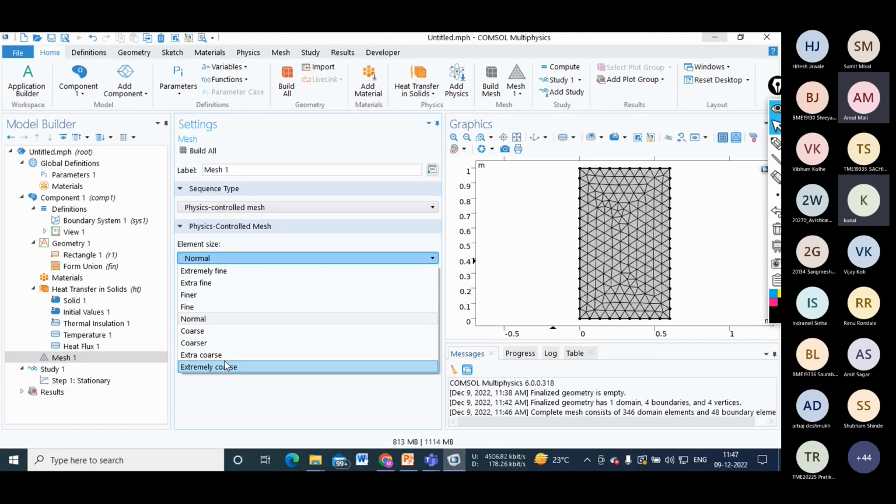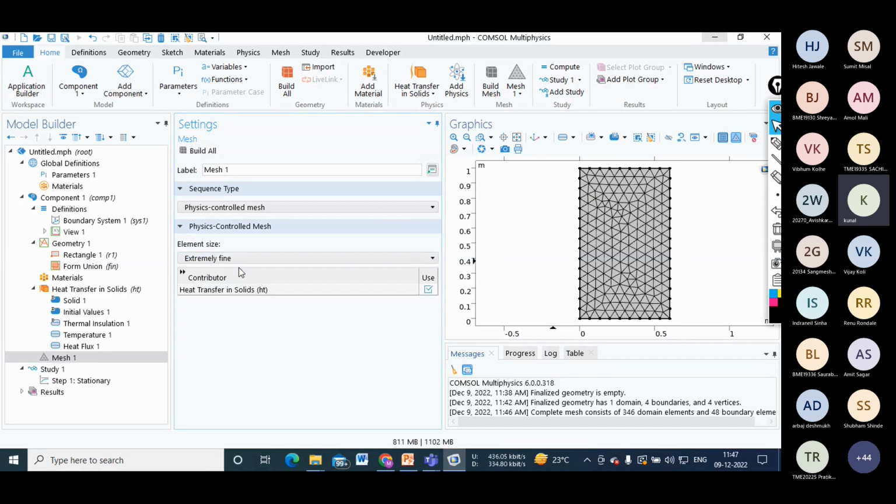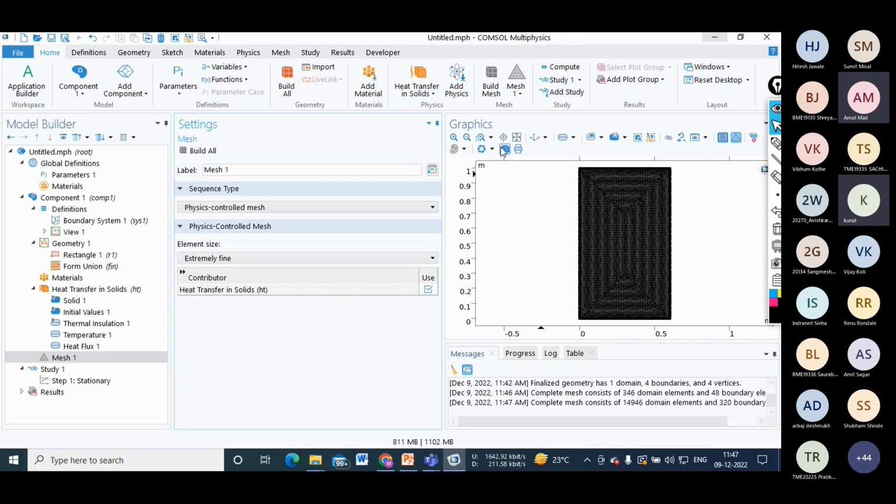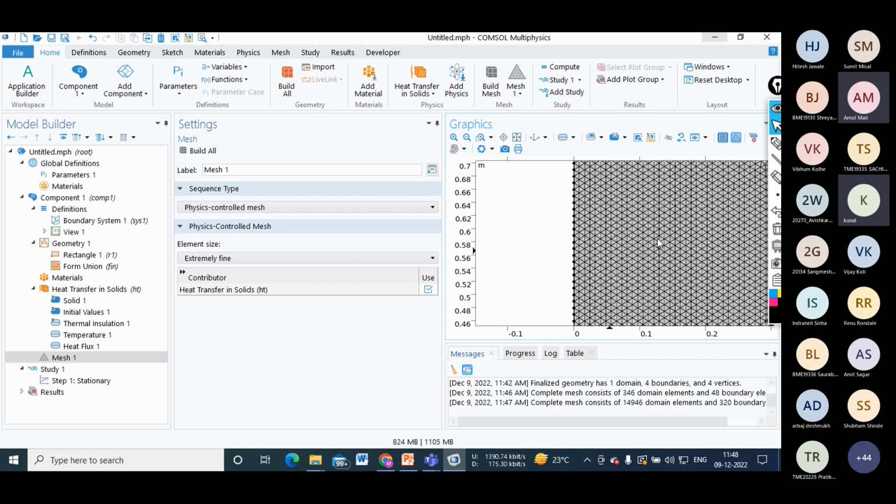If you do coarse meshing, your computation time will reduce, but accuracy will what? What will be the impact of coarse meshing on accuracy? Can anyone? Hello, what is the impact of meshing on result? So here what we will do, extremely fine meshing. You can see the component is divided into small parts.